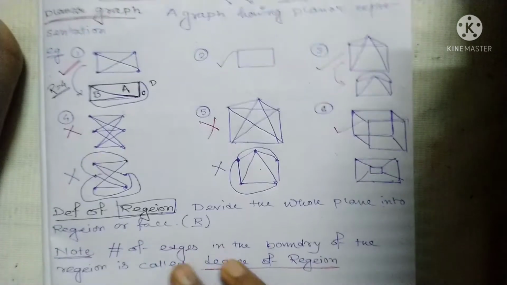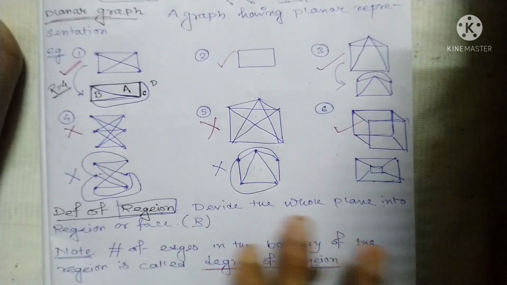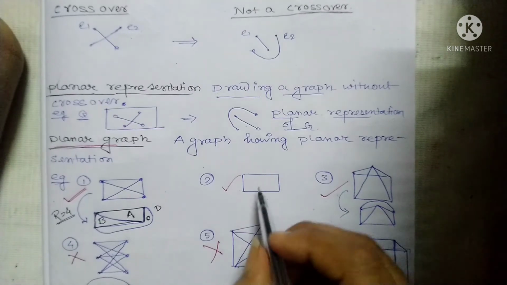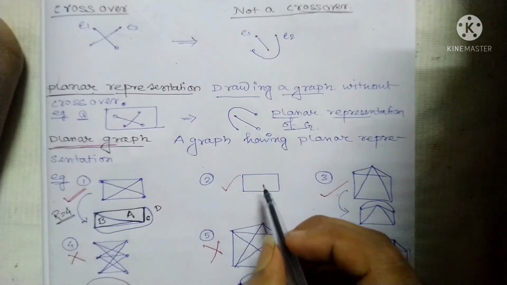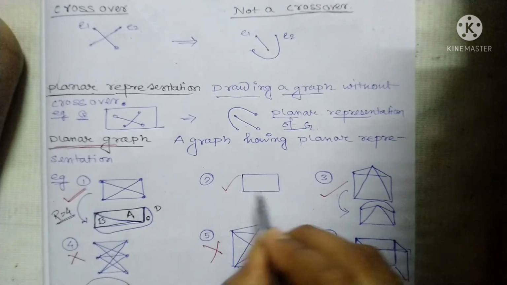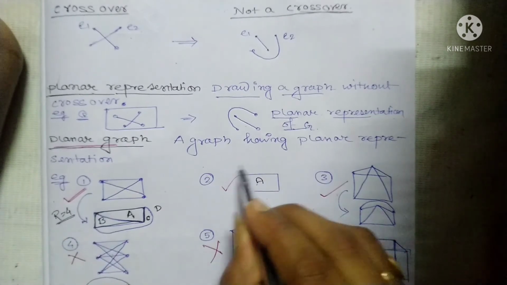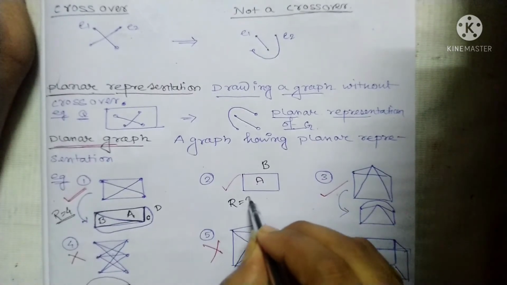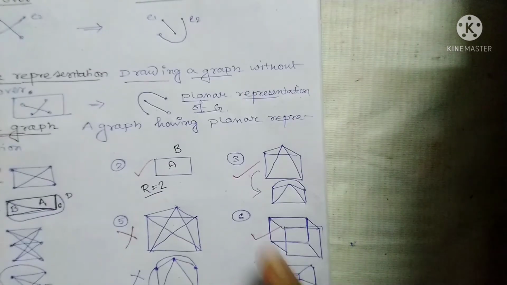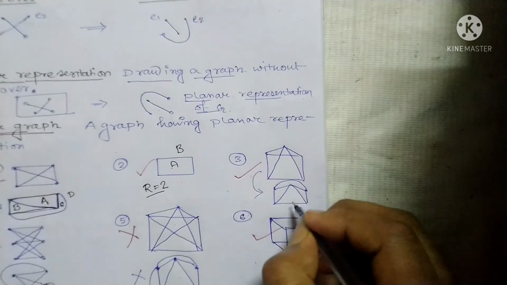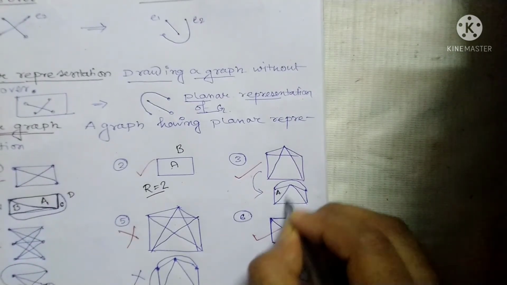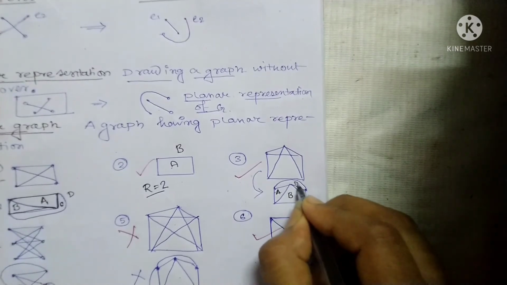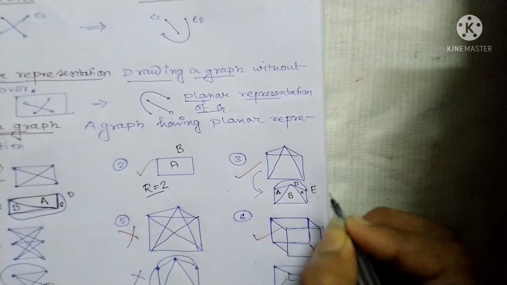Region is represented as capital R or smaller. Okay, so for this graph, let us see how many regions it has. So this is one closed region, A, and the outer part is already a region, so this is B. So the number of regions is 2. Let's see how many regions this graph has. So this is one closed region A, this is another closed region B, this is another C, this is another D, and the outer part is a region, so this is E.